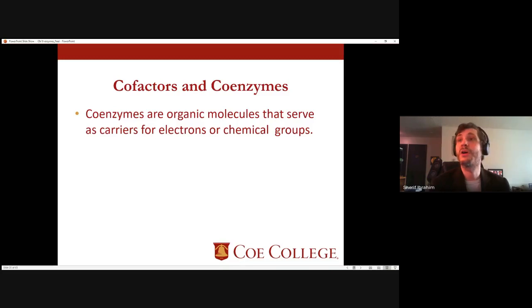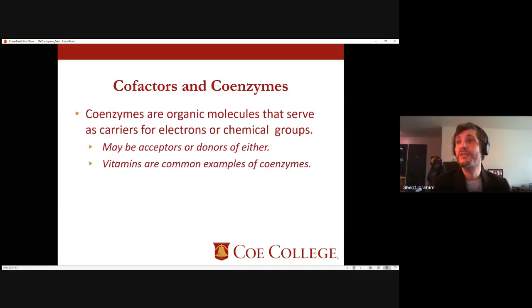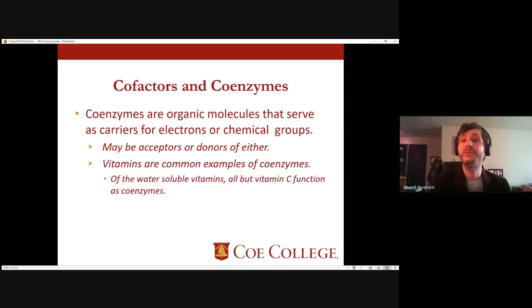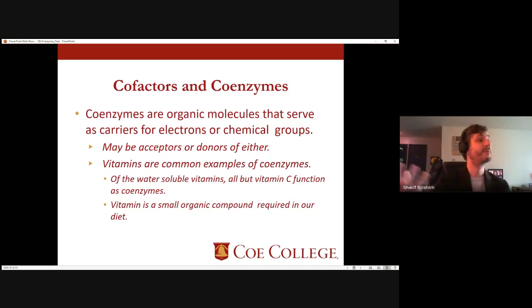So coenzymes are organic molecules that serve as the carriers for electrons or chemical groups. They can be acceptors or donors of either. Vitamins are really common, like I said. Of the water-soluble vitamins, all but vitamin C work as coenzymes. And vitamin comes from the terminology of vital amine, because the first vitamins were amines, though they're not all amines. You need them to live. Your enzymes actually need them to be themselves.